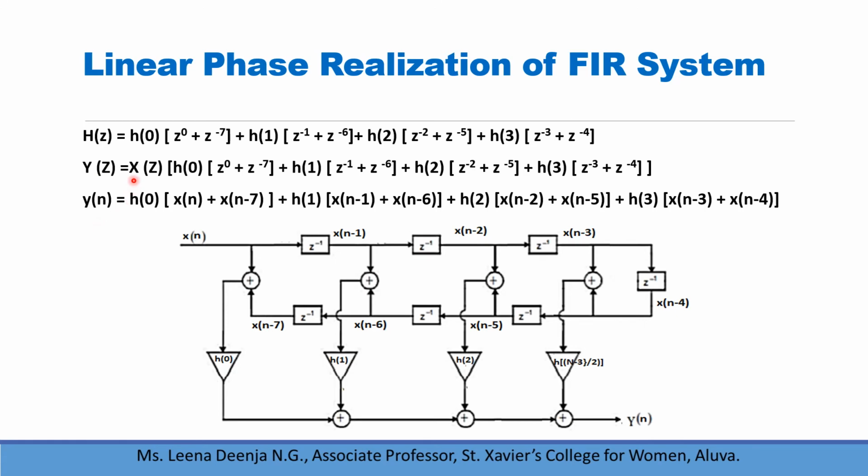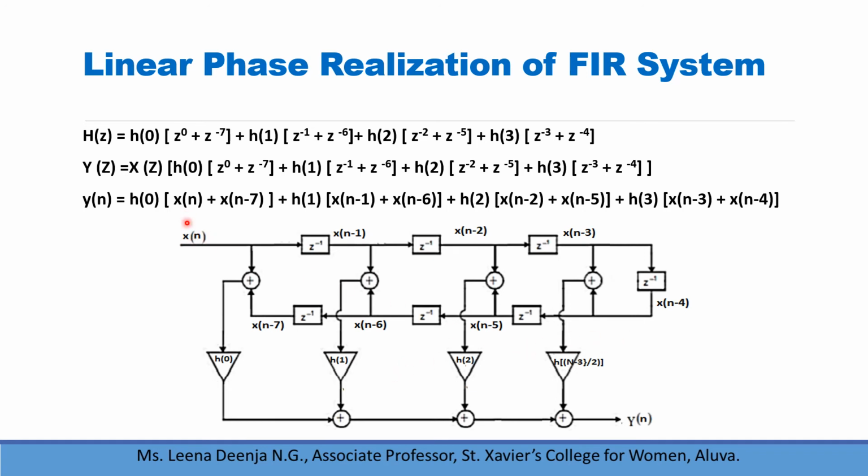So y of n is this h of 0 into inverse Z transform of this x of z, that is our x of n, plus inverse Z transform of z raised to minus 7 x of z, that is x of n minus 7. And the second term is h of 1 into x of n minus 1 plus x of n minus 6, plus h of 2 into x of n minus 2 plus x of n minus 5, plus h of 3 into x of n minus 3 plus x of n minus 4. And we can realize this like this.